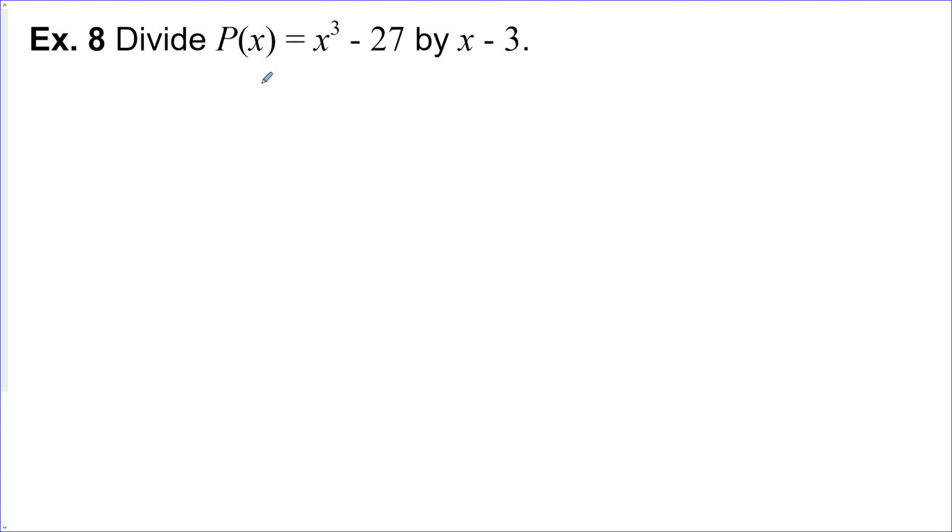Now, if you're fairly confident with dividing, you can try this question. Divide p of x equals x cubed minus 27 by x minus 3. So pause the video and give it a try, because there's something really important here that we need to remember.